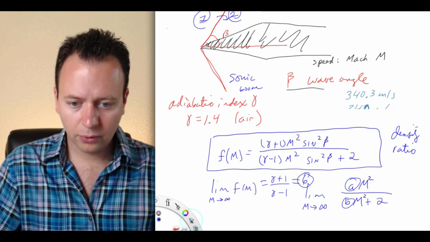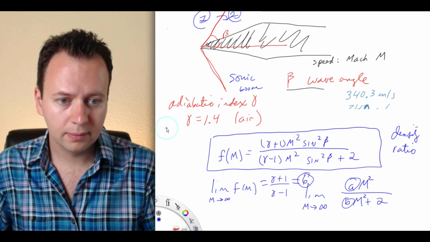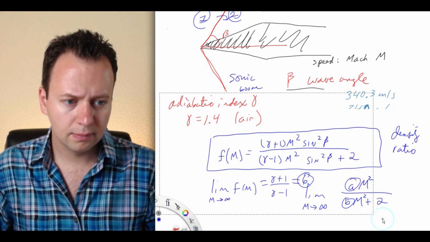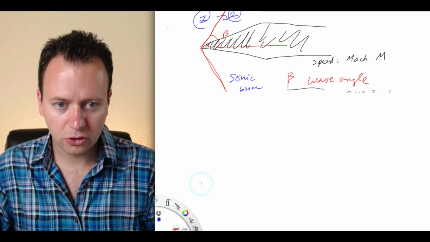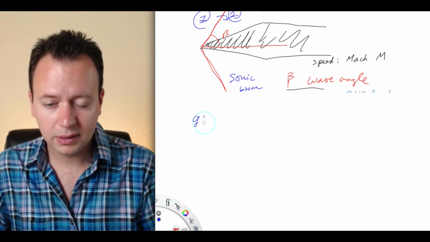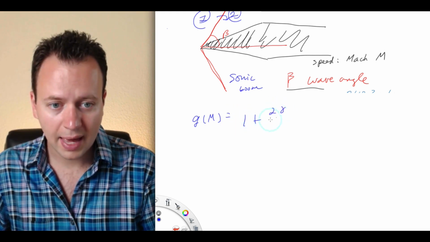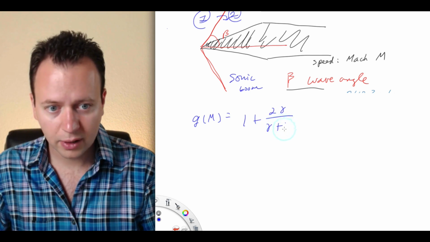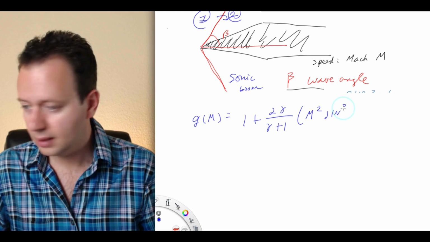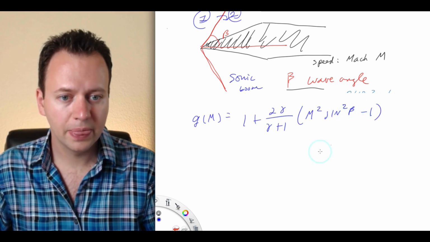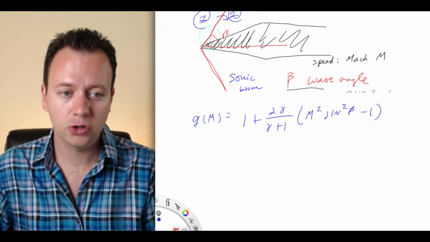So next, we're going to take a look at the pressure ratio. And we're going to use the limit definition of the derivative here. So here, we'll say g of m, so it's a little bit of a different formula. It's 1 plus 2 gamma over gamma plus 1 times m squared sine squared of beta minus 1. So this is the pressure ratio, the pressure in region 2 divided by the pressure in region 1.